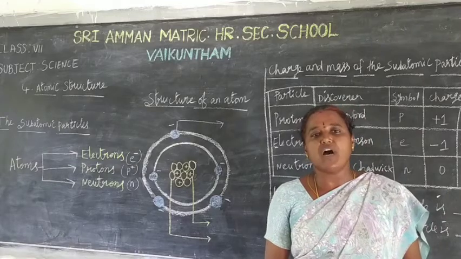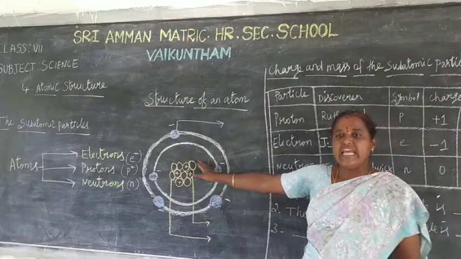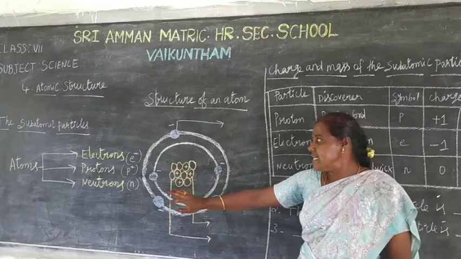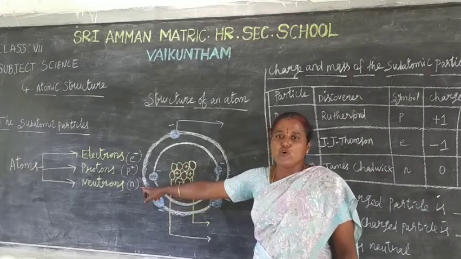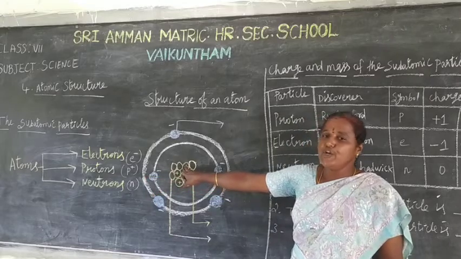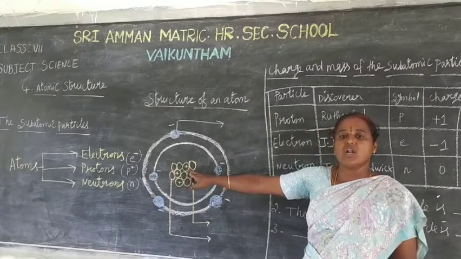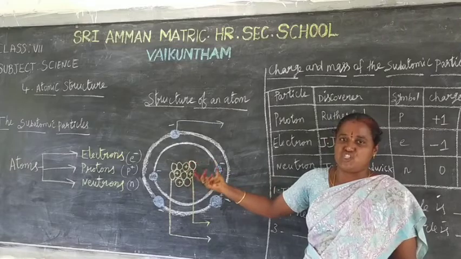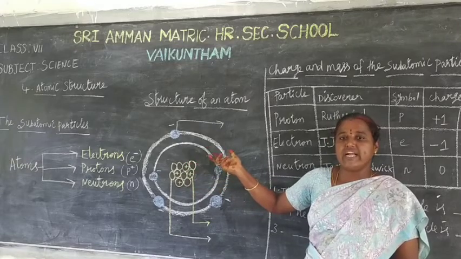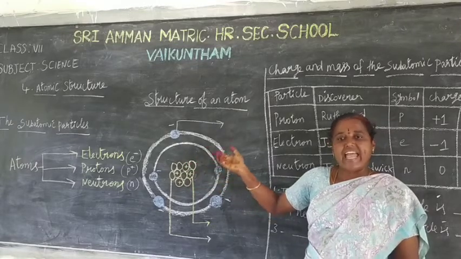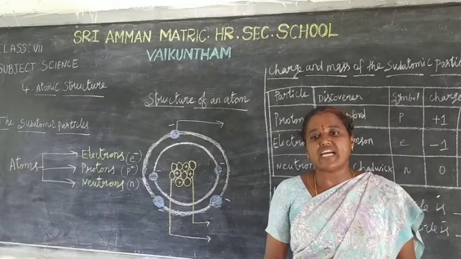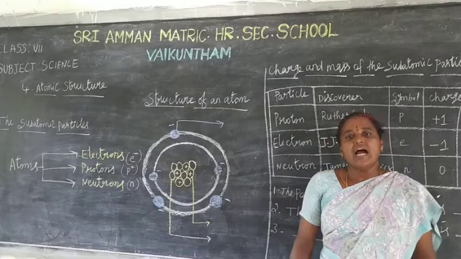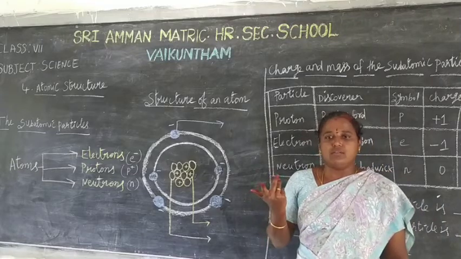Okay, next we go for neutron. The symbol for neutron is N. Neutron is inside the nucleus. The neutron does not have any charge, that is, neutron is a neutral particle. Excepting hydrogen, the nucleus of all atoms contains neutrons. Hydrogen has no neutron.